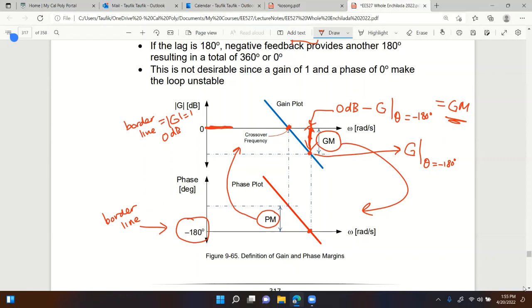Once you get the crossover frequency, find the phase angle at that frequency, which is right here. So the difference between minus 180 degrees and the phase angle at crossover frequency defines the phase margin. So phase margin is equal to the phase angle at crossover frequency plus 180 degrees. This plus actually comes from minus and then minus. Let me just do it correctly. Minus 180 degrees. There you go.